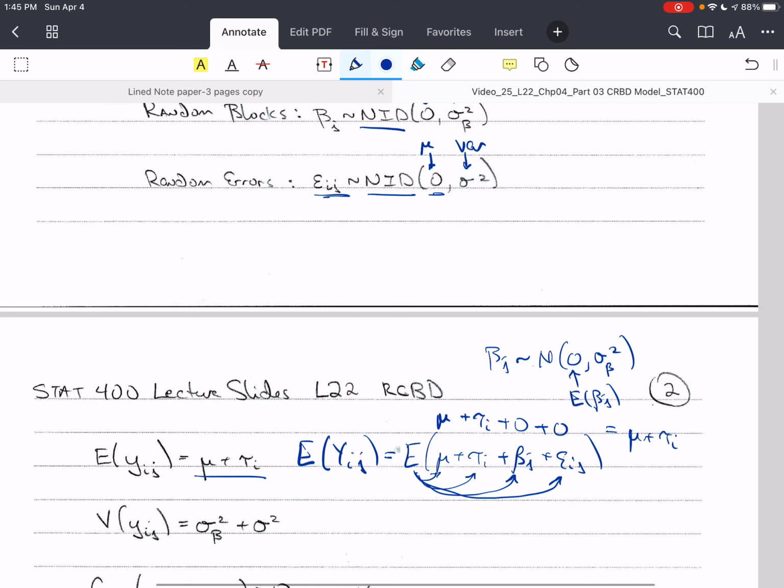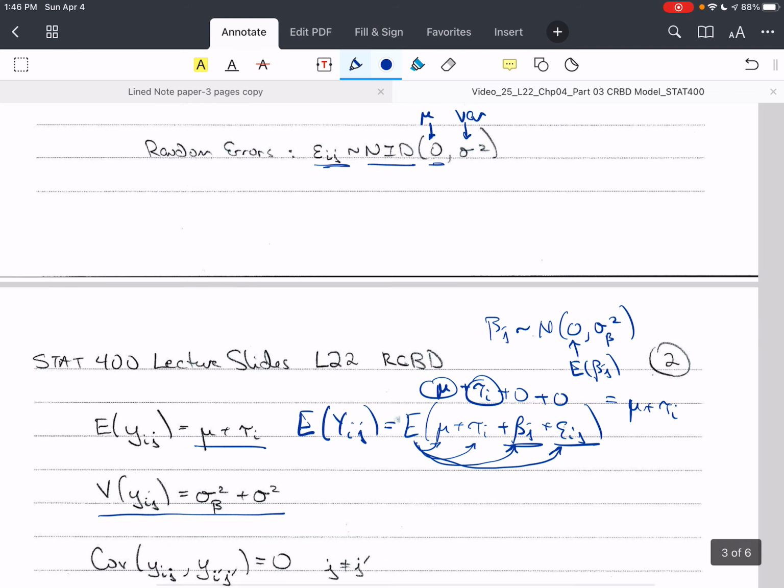I won't do the others because we did it in another model, the fixed effects version, so there's no need to repeat that. You can go back to the previous video and see how we did that if you're interested. But for the variance of y sub ij, again, there's no variance for mu because it's a constant, and no variance for tau because it's a constant. So the only variances that we have are for the random effects. So we add those two together because they are independent.